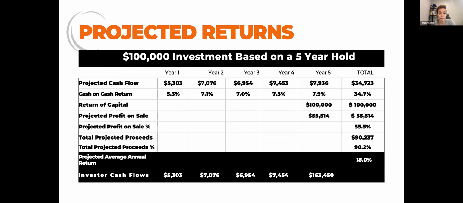Next slide. All right, so projected returns. Now, here's where you'll actually see how much money you'll be making. This here is the projected returns on a 5-year hold. So you'll notice in year 1, your cash on cash return is around 5.3%. So for a $100,000 investment, you'd receive $5,300 the first year.